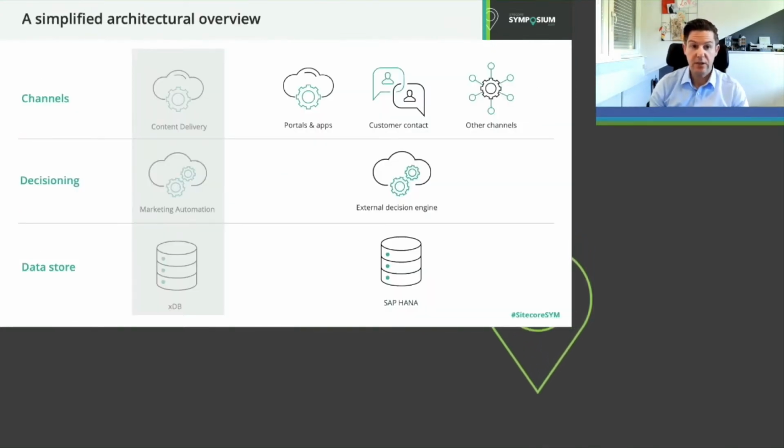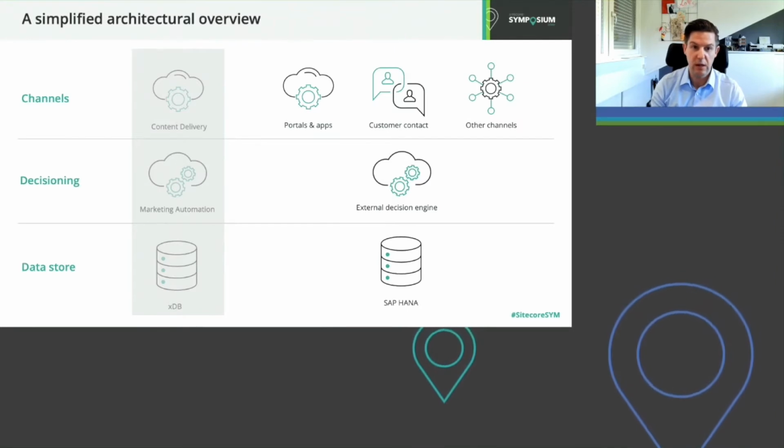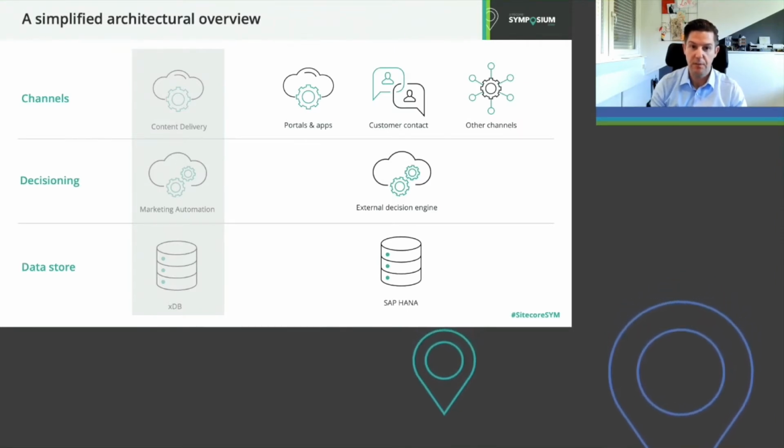In our architecture, we have placed a decision engine which can compute the next best action for a customer. This decision engine uses a centralized data store with user info and is able to push those next best actions to different channels. If you look closely, it looks a little bit like the setup of Sitecore, where marketing automation fulfills the decisioning role and XDB fulfills the data store.